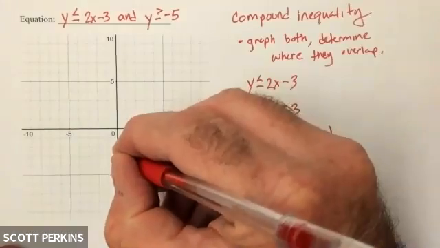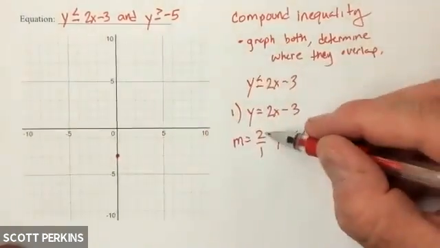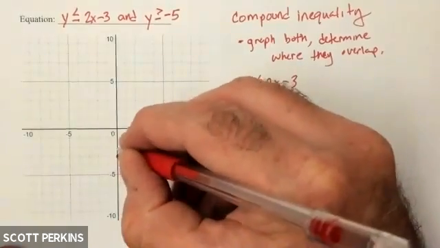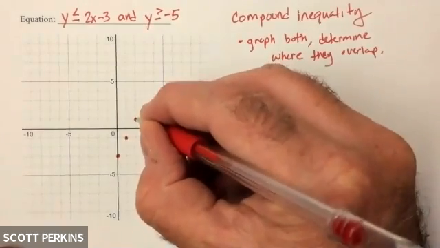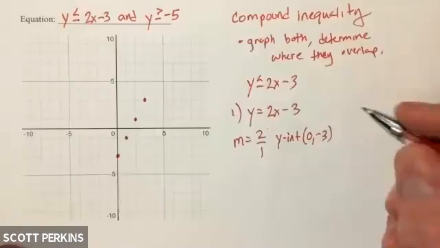So my y-intercept is negative 3. And then 2 over 1 means 2 in the y, 1 in the x. So 2 in the y, 1 in the x. I'm going to do one more time. 2 in the y, 1 in the x.